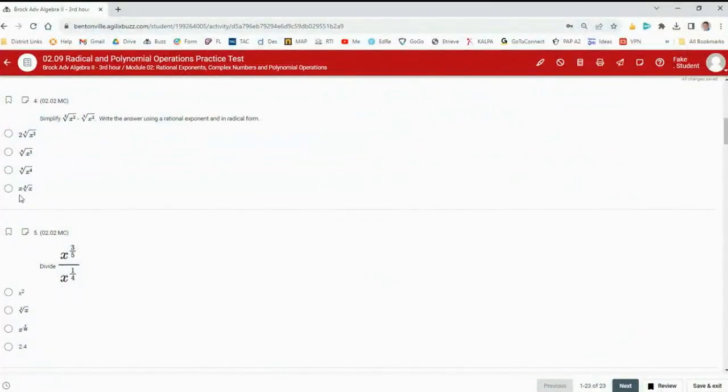Oh, there it is. X times the cube root of x. They've got it simplified, pulling out the x in front of the radical.